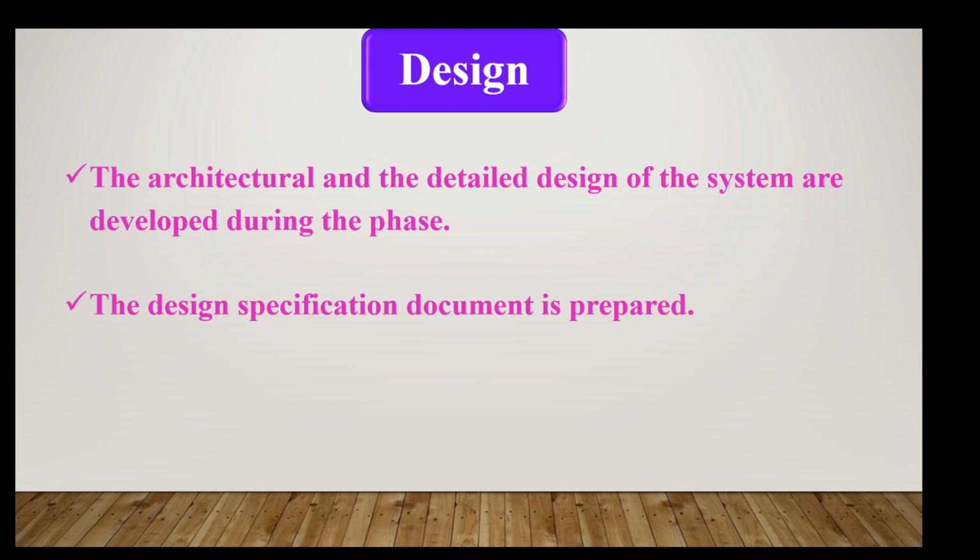And the next one is design. The architectural and detailed design of the system are developed during this phase. Already in the software development process video, we have learned about architectural and detailed design. This architectural and detailed design of the system are developed during this designing phase, and the design specification document is prepared. All those designs are recorded in this design specification document.